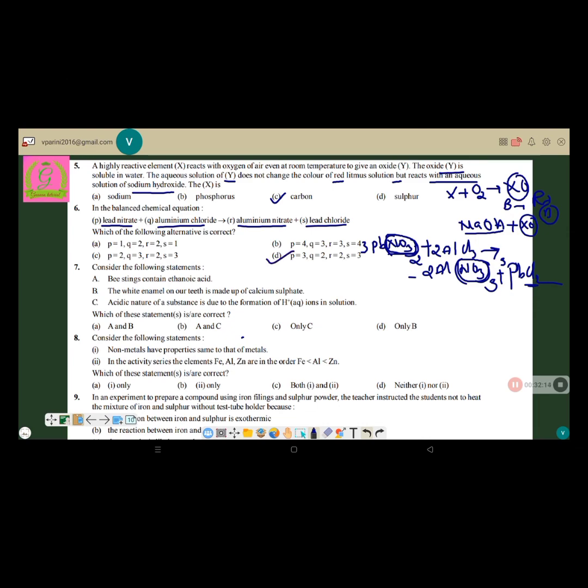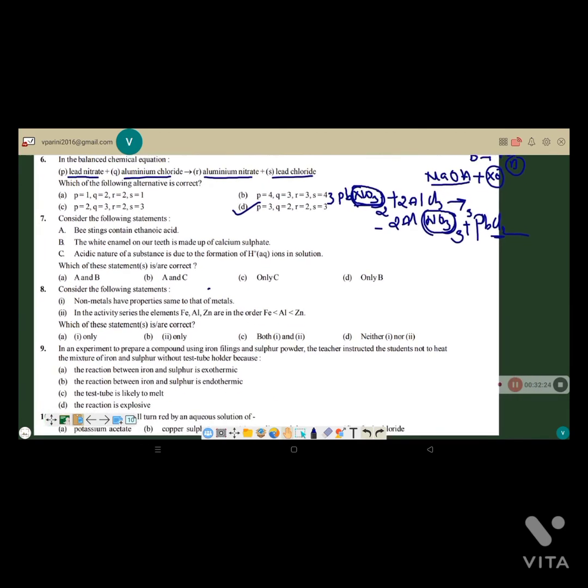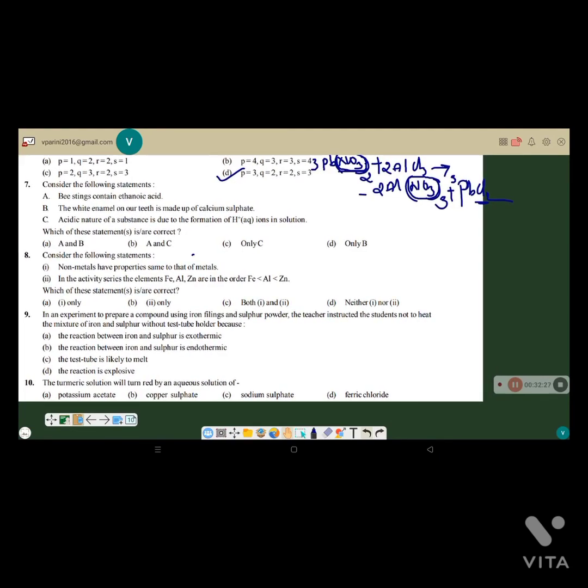Okay, consider the following statements. In the case of a bee sting, what nature does it contain? Bee sting contains acid in nature, ethanoic acid, correct? Bee stings contain acids, which is ethanoic acid. When it is to be remedied, you have to add some bases.